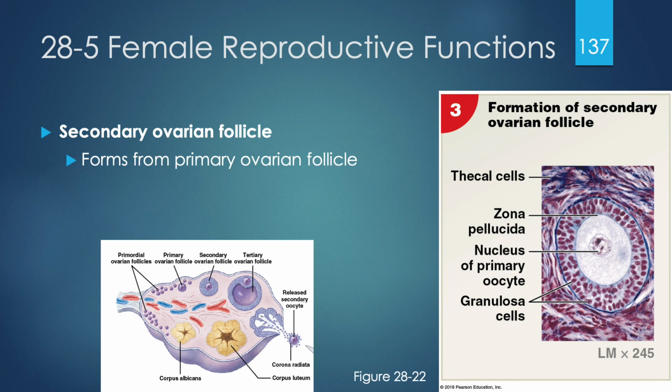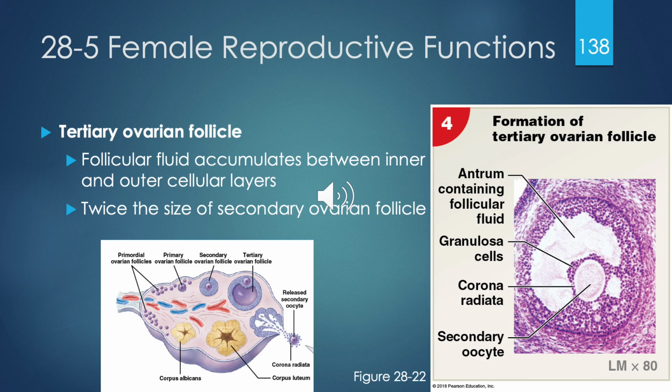The secondary ovarian follicles arise from the primary ovarian follicles, but not at a 1-to-1 ratio. Only some of the primary ovarian follicles will become secondary ovarian follicles. Next, we have tertiary, or the 3rd ovarian follicles. In the tertiary ovarian follicles, you can see that there's a lot of follicular fluid accumulating in between the inner and the outer cellular layers. And the tertiary ovarian follicle is actually double the size of the secondary ovarian follicle.